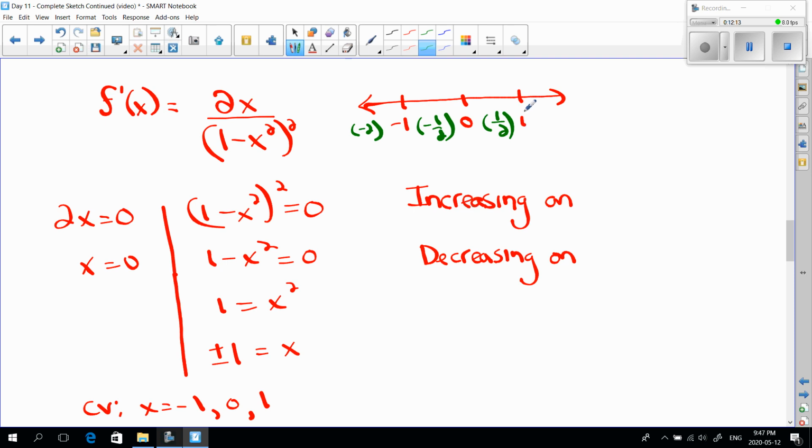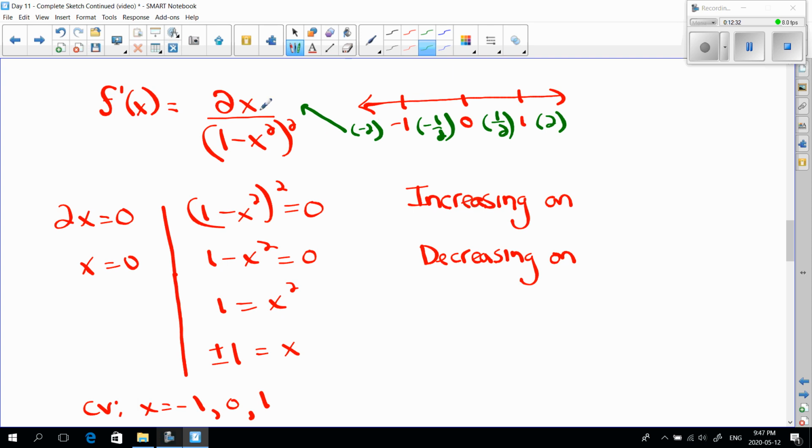And then the fourth interval goes from 1 all the way to the extreme right, or 1 to infinity. I will test a 2. You could test a 10, a 20, 100, a million, whatever you want. Something between 1 and infinity. Remember, you're testing the first derivative to find out if it's positive or negative.